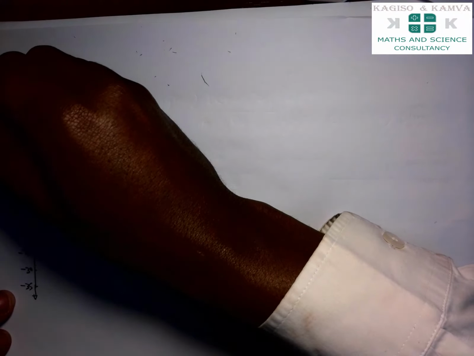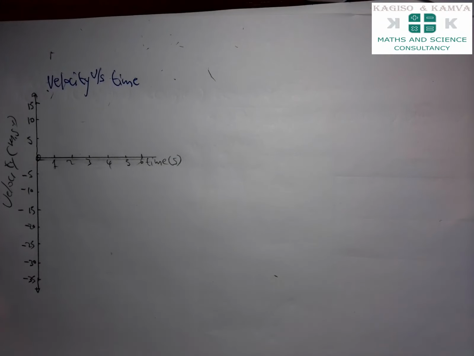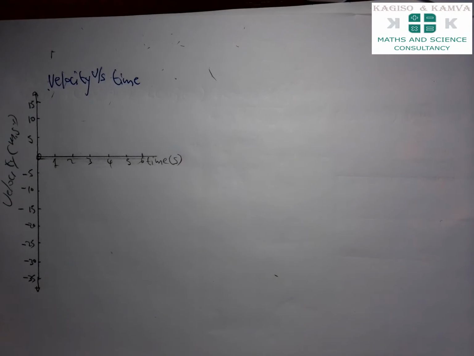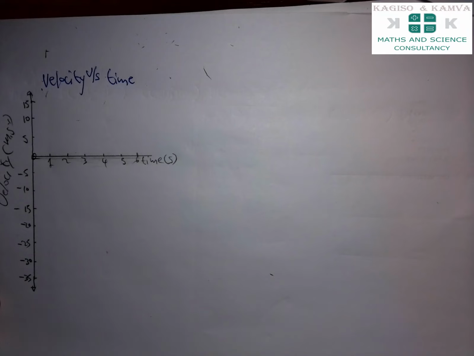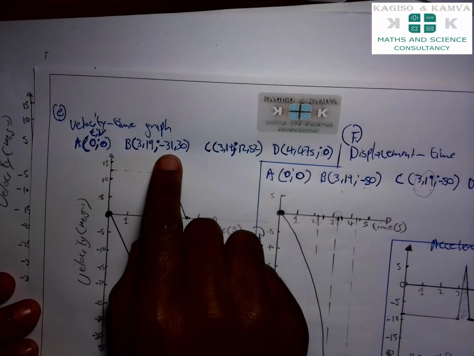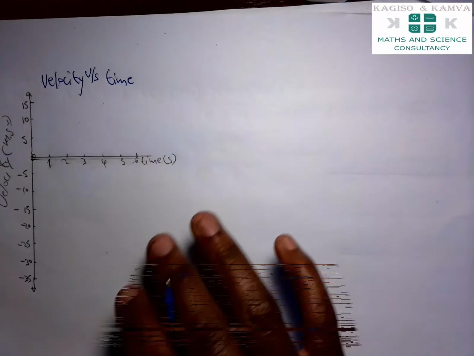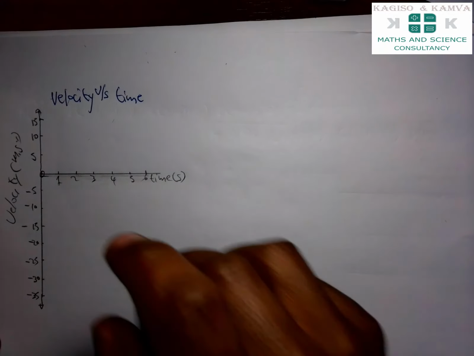Okay, now I'm going to write velocity in meters per second. Now how do we go about this one? It is the same as this one. Okay, it is the same. The only difference is going to be the contact time. Now let us have our points here.